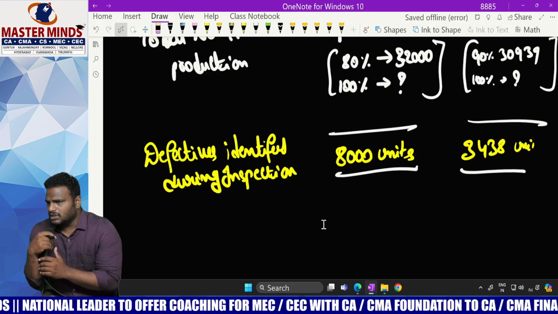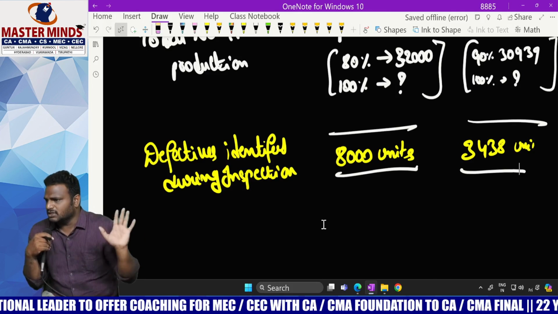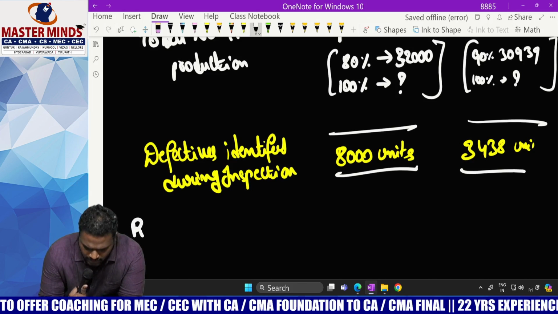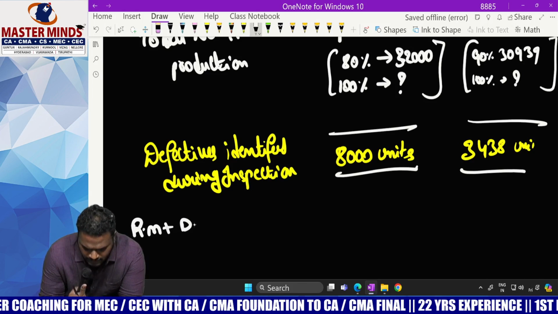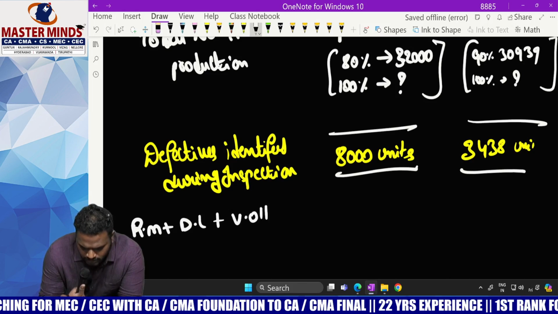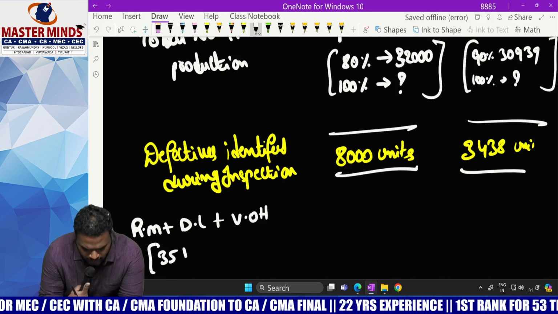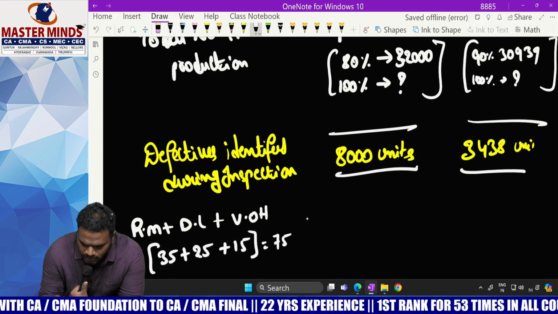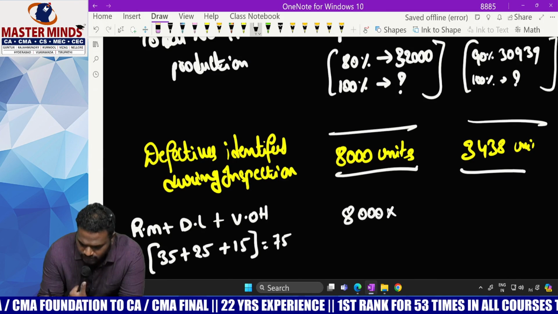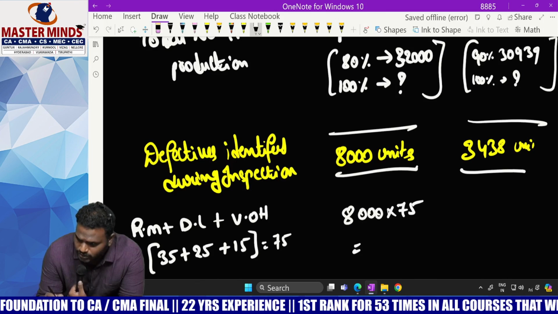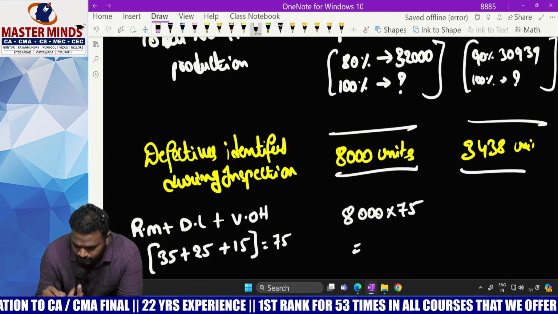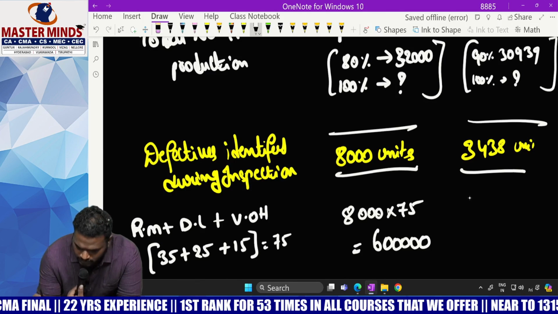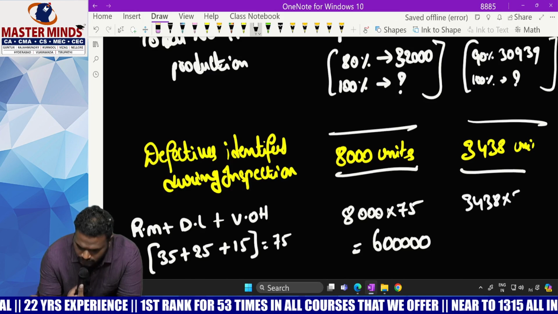Yes or no? I have already identified all this as faulty production and set it aside. How much of the waste is there? Raw material plus direct labor plus variable overhead. Raw material cost is how much? 35. Direct labor, variable overhead, total 75. Now 8,000 into 75 is the waste due to my production. Now here 3,438 into 75.